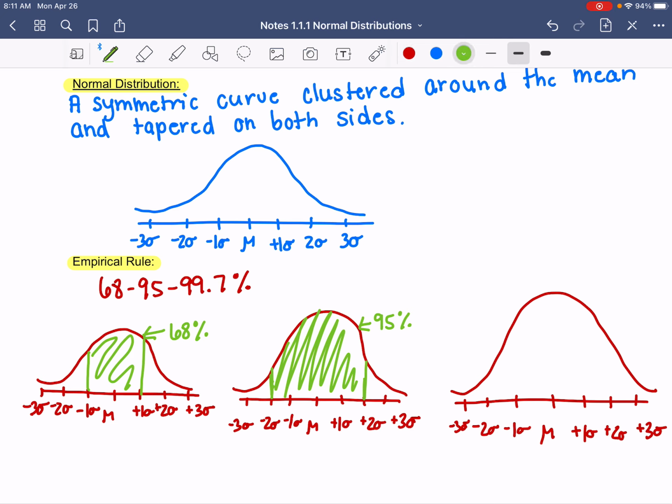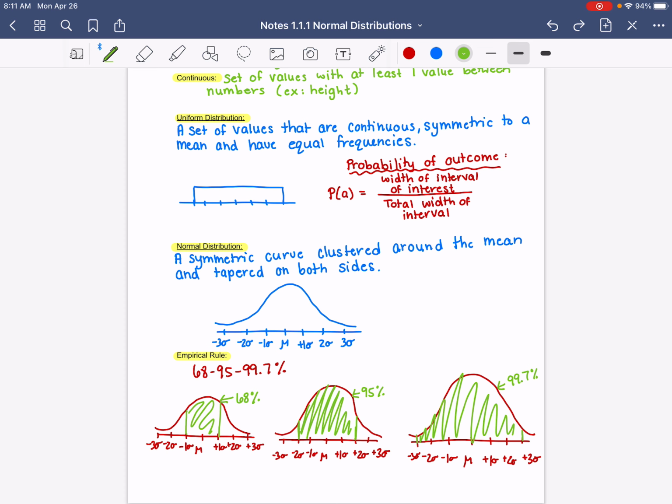In between plus and minus 3 standard deviations, this right here should hold 99.7% of your data. So it's not 100% of your data. There could be a little outlier, somebody who's more than 3 standard deviations below or more than 3 standard deviations above, but the majority of your data, 99.7% of your data, is going to lie between plus and minus 3 standard deviations from the mean. So that's the empirical rule.